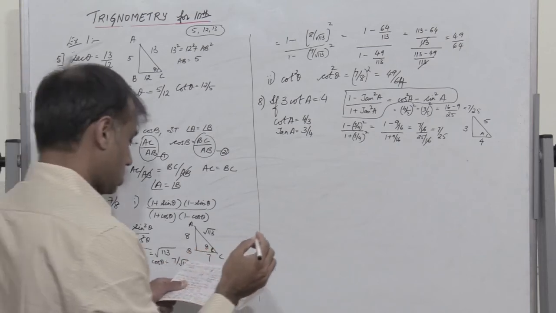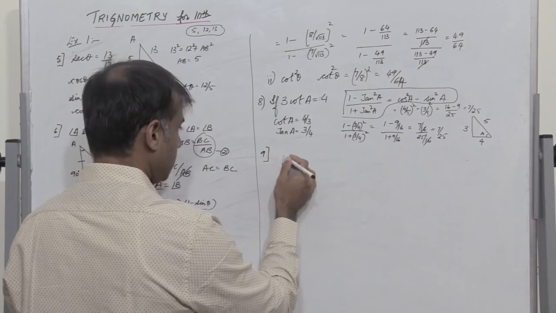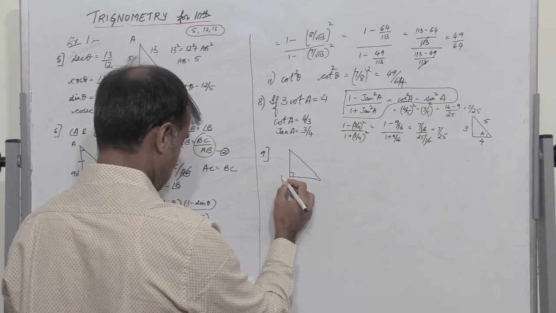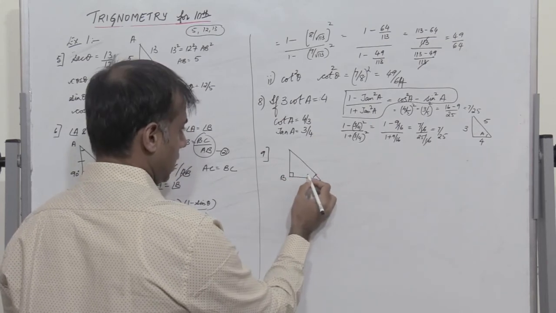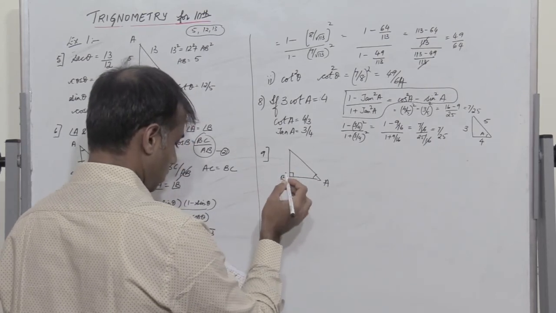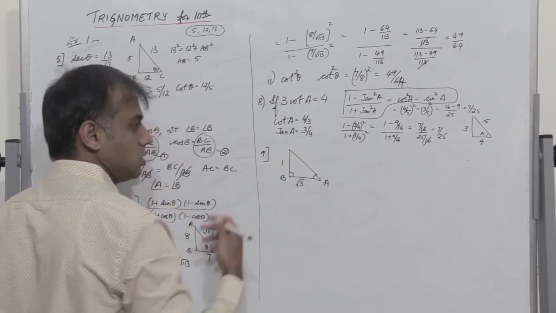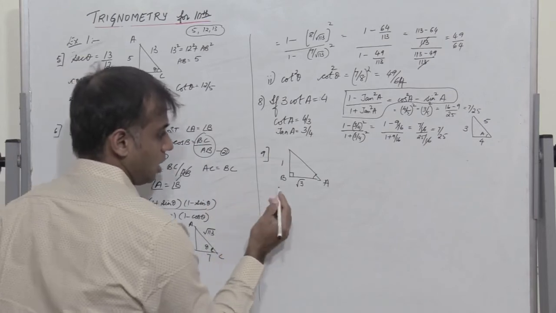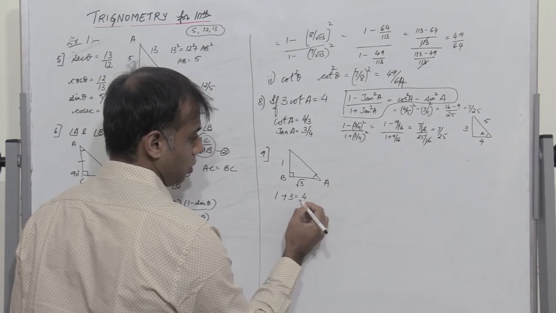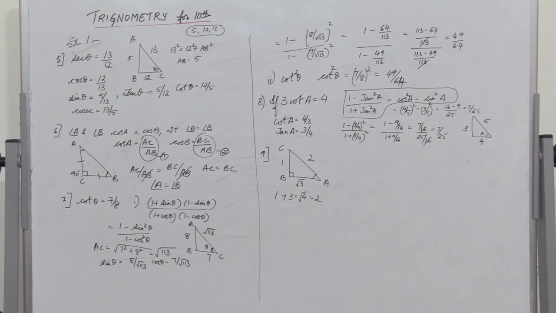Now moving on to the next one, we have problem 9. We have a right angled triangle, right angled at B, and tan A, so let this be A, is 1 by root 3. So we have tan A, which is opposite side by adjacent side, 1 by root 3. Now let's find the hypotenuse. So what is the hypotenuse? 1 plus root 3 square, which is 3, equals 4, the whole root, which is 2. So this is C, and the hypotenuse is AC.